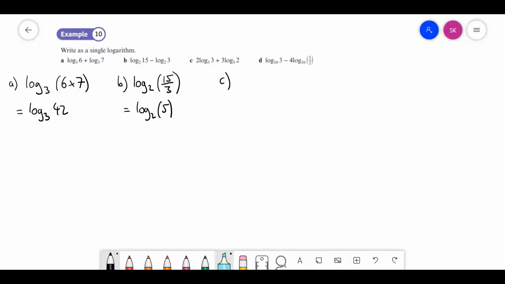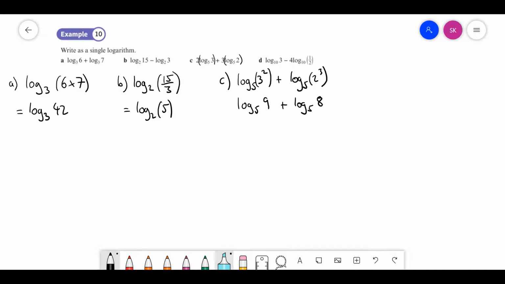C, this time we're going to combine two different logs. First of all, I can see that both this one and this one have got coefficients, so I'm going to use the power law. The first log is going to change to log base 5 of 3 squared, plus log base 5 of 2 cubed, which is obviously the same as log base 5 of 9, plus log base 5 of 8.